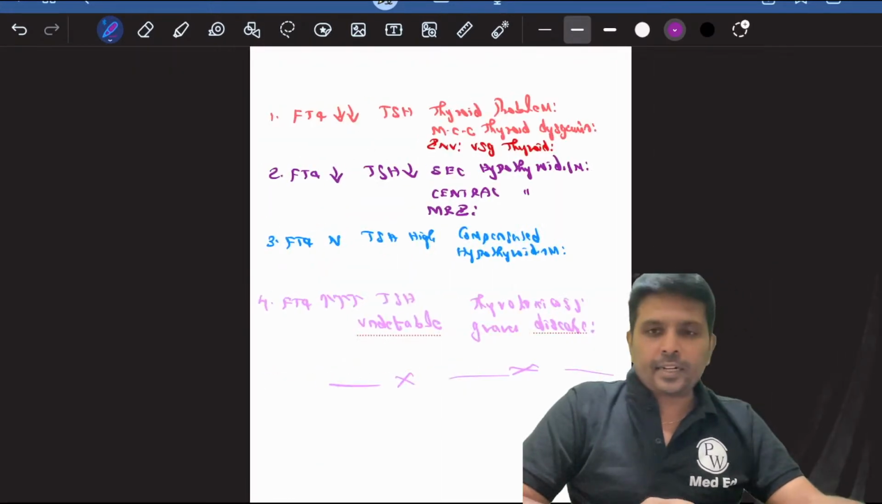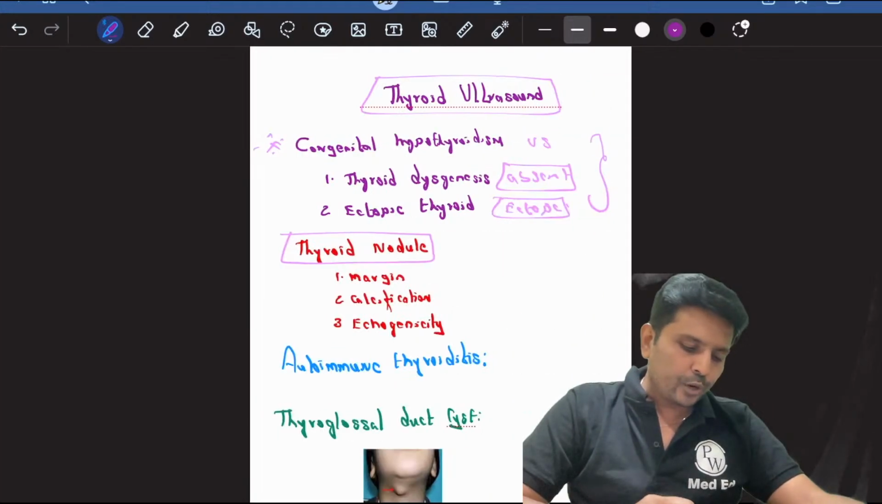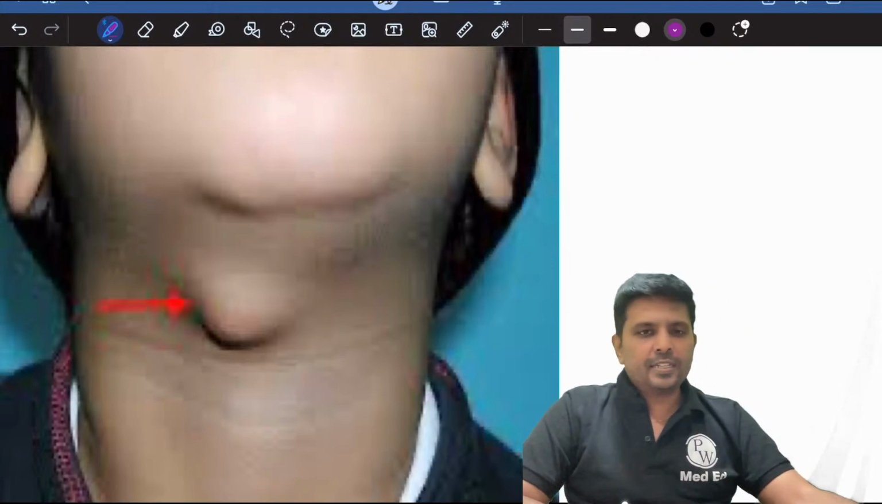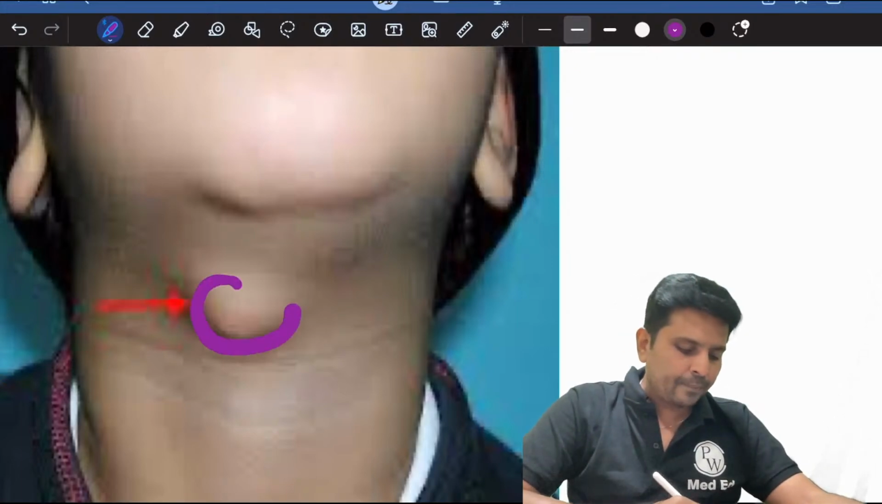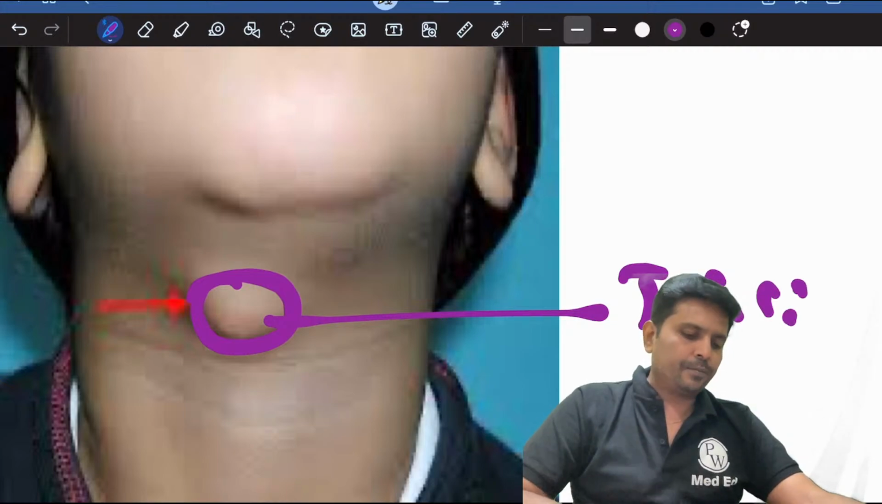Right. So what are T4 TSH, ultrasound thyroid? Third one is radionuclide studies. So again a beautiful picture. Look at this. Central cystic swelling, unless otherwise proved, thyroglossal cyst. Right.